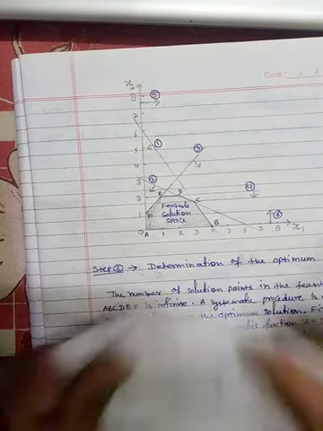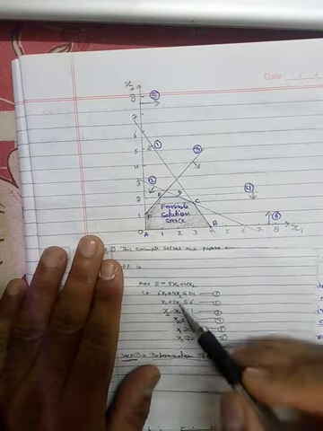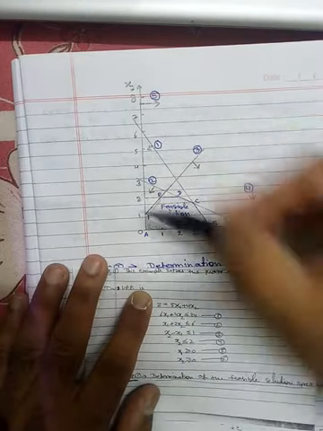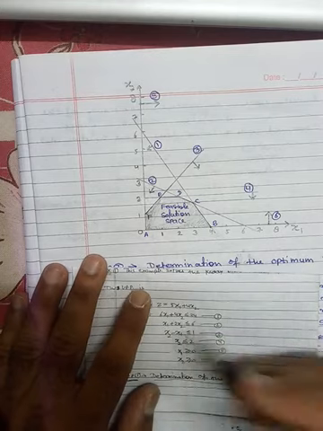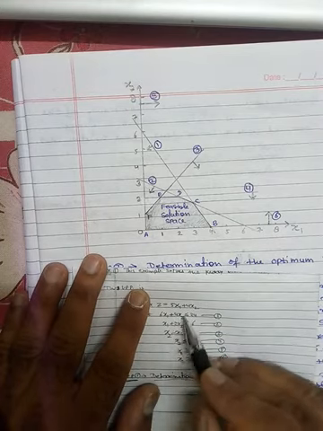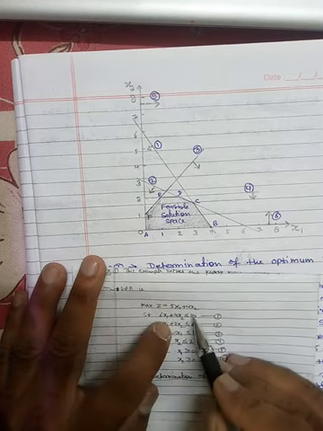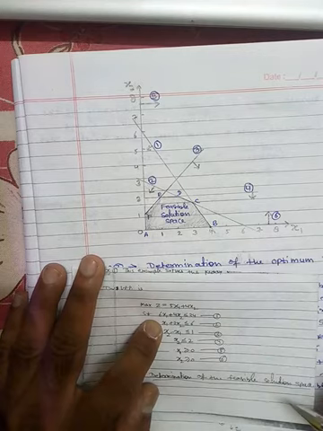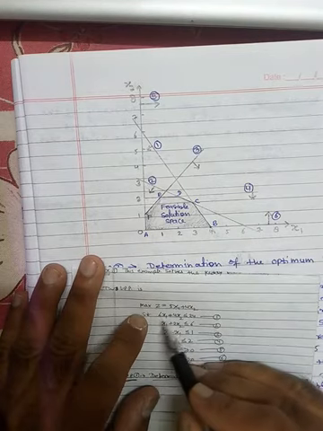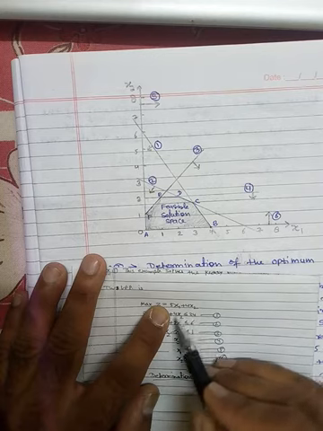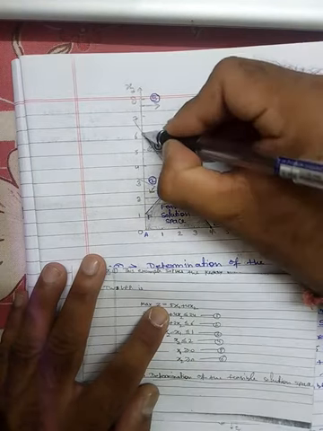Okay, so here first we have the x2 axis, and this is our x1 axis. Now first we will draw constraint number 1. Put x2 equal to 0, so we get x1 equal to 24 divided by 6, which is 4. So this is the point. Then put x1 equal to 0, then we get x2 equal to 6, so this is the 6.